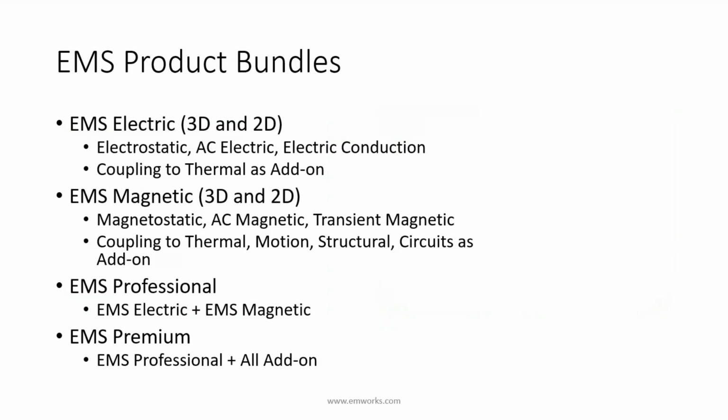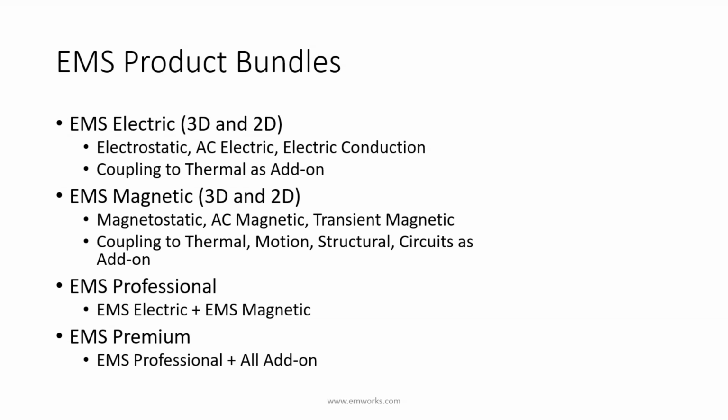Now, let me quickly go into the product bundles. How do we package and sell EMWorks EMS? EMS comes as two main packages. One is called EMS Electric, which really does electric problems. It has both 3D as well as 2D simulation capabilities. And EMS Magnetic, which does magnetic problems. Everything that we saw today is a part of EMS Magnetic. What I showed you is the 3D, but we also have 2D capabilities within the program.